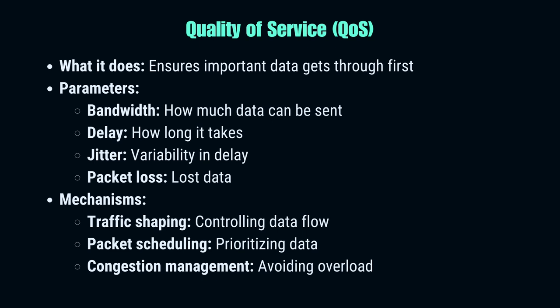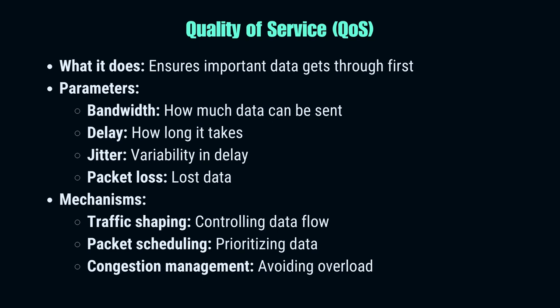Now let's explore how networks prioritize different types of traffic with quality of service. Quality of service, or QoS, is a set of technologies that work to manage network traffic and ensure optimal performance for critical applications. It becomes especially important when network capacity is limited. QoS looks at several key parameters including bandwidth, the maximum rate of data transfer, latency, the delay before data transfer begins, jitter, variation in packet delay, and packet loss, data that fails to reach its destination.